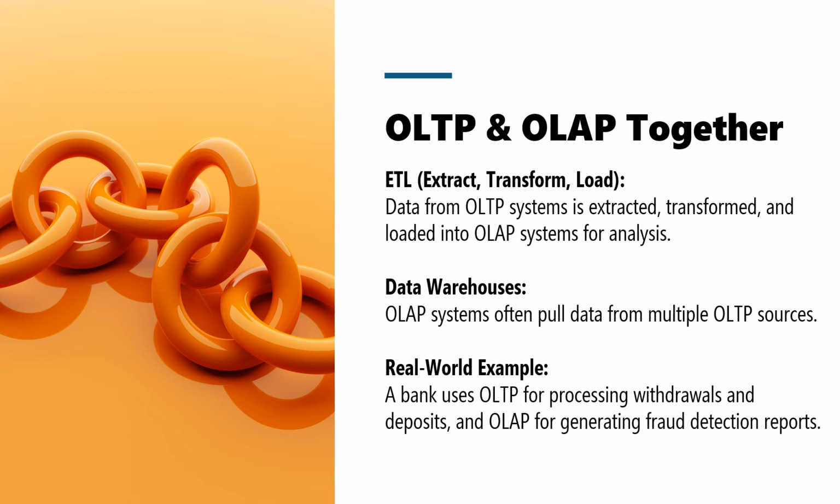Consider how a bank uses these systems. For everyday operations like processing withdrawals, deposits, and account transfers, the bank relies on OLTP systems to handle these transactions quickly and accurately. But when the bank wants to detect patterns of fraudulent activity, it turns to OLAP. Data from OLTP systems is extracted, transformed, and loaded into an OLAP system where analysts can look at patterns of withdrawals, locations, or unusual activity over time to flag potential fraud.